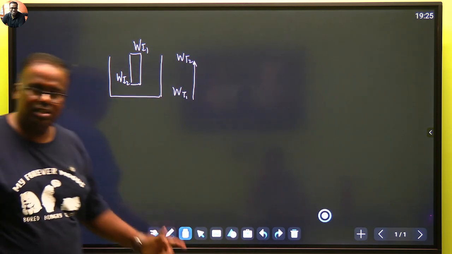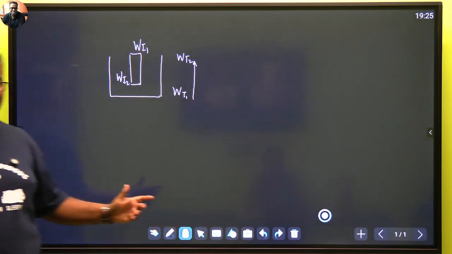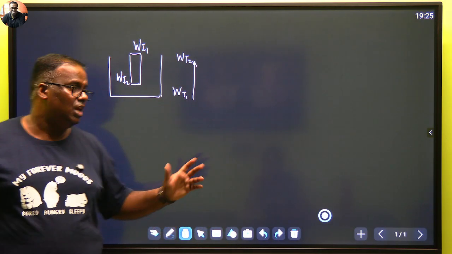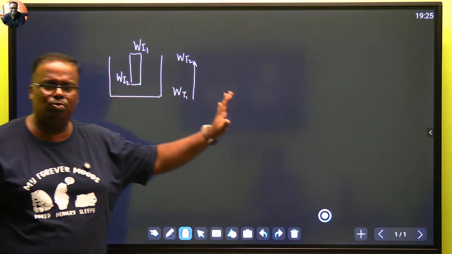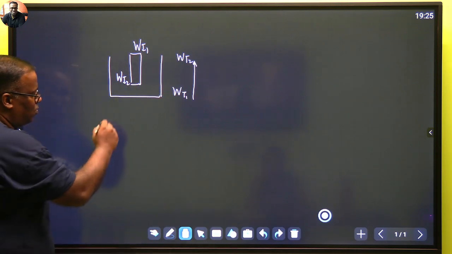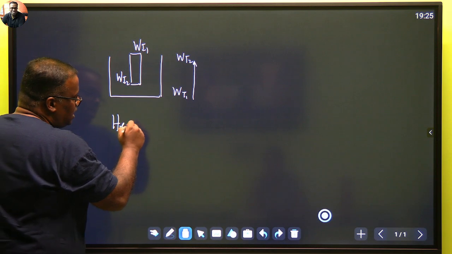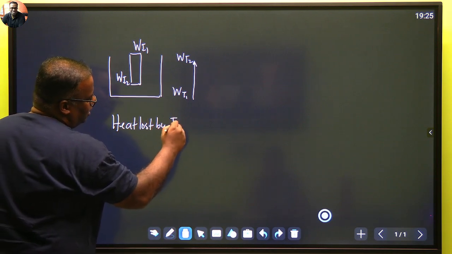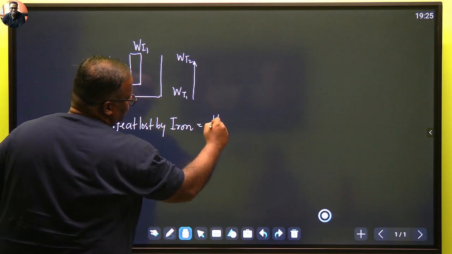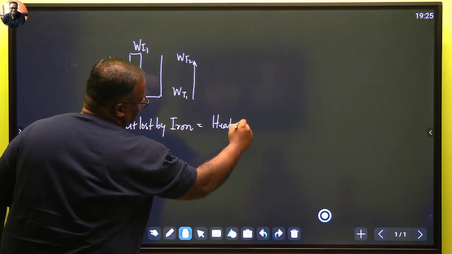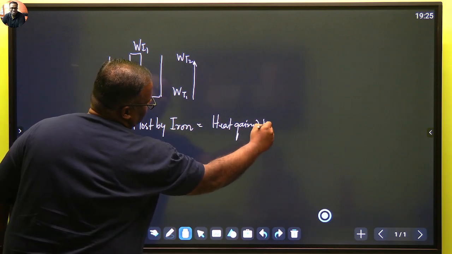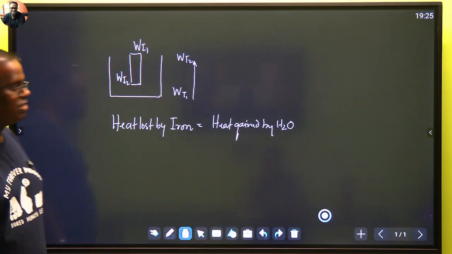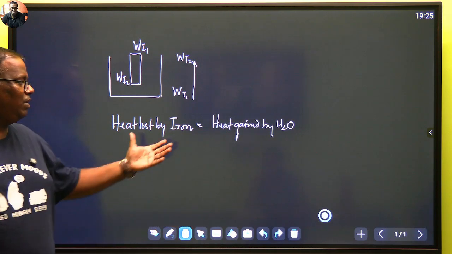Can energy be created? No. Can energy be lost? No. Energy only gets converted from one form to another. Assume that there is no exchange of heat with the surroundings, then such sort of problems are solved like this. Heat lost by iron must be equal to heat gained by water. Do you agree or not? Because the heat cannot disappear somewhere. This is very, very ideal.